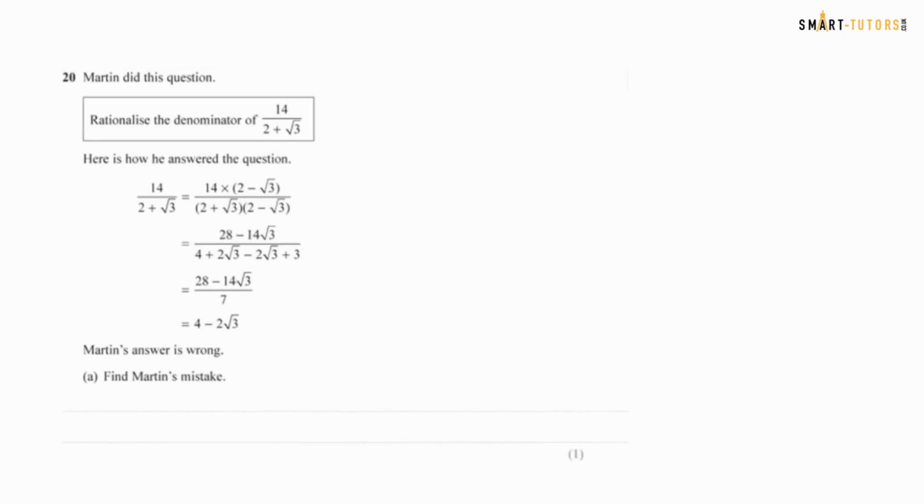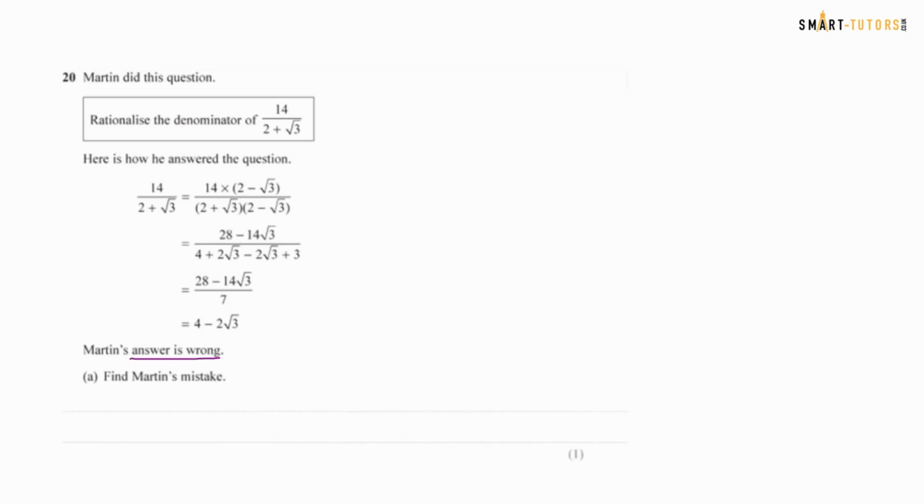Question number 20. Martin did this question. Rationalize the denominator of 14 over 2 plus root 3. Here is how he answered the question. 14 over 2 plus root 3. So they have shown all the working. Martin's answer is wrong, so you don't need to find out whether it's correct or incorrect. They have said Martin's answer is wrong. Find Martin's mistake. So 1 mark only.